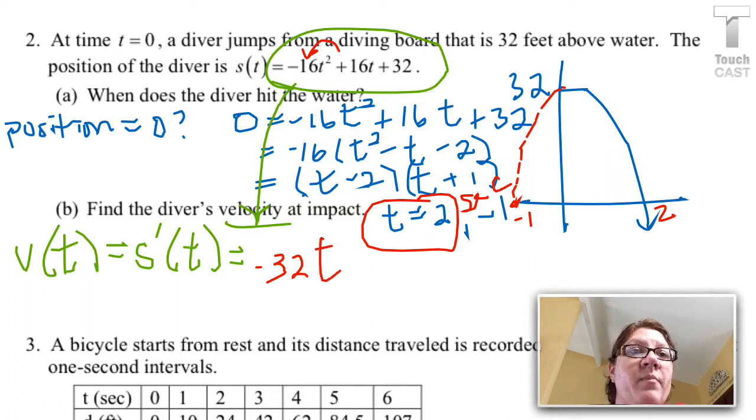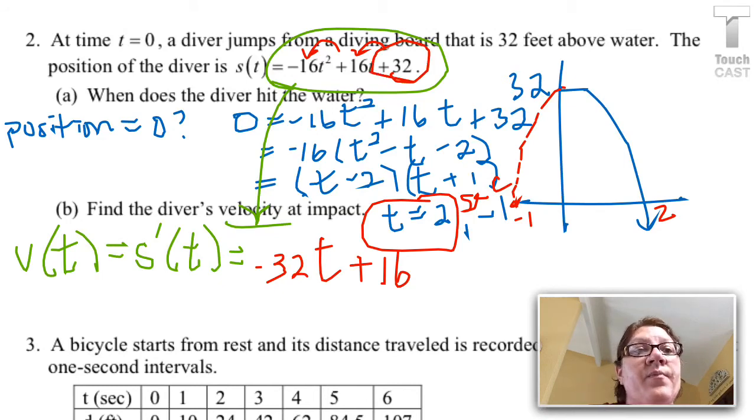And power down, so now I'll be down to t to the first plus, remember I'm powering down here, so 1 times 16 is 16, and then it'll be t to the 0, but we don't write t to the 0. And then the derivative of a constant is 0. So there it is. And then I have to remember, he's hitting the water at time equals 2, so that would be the time of his impact.